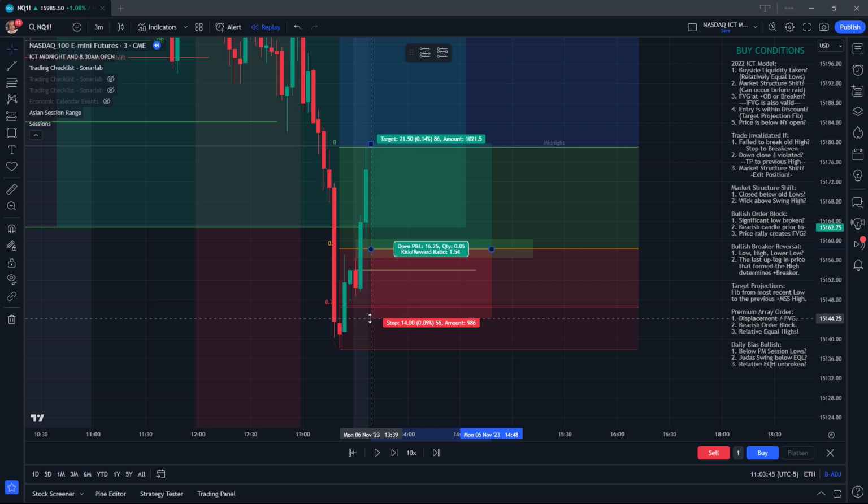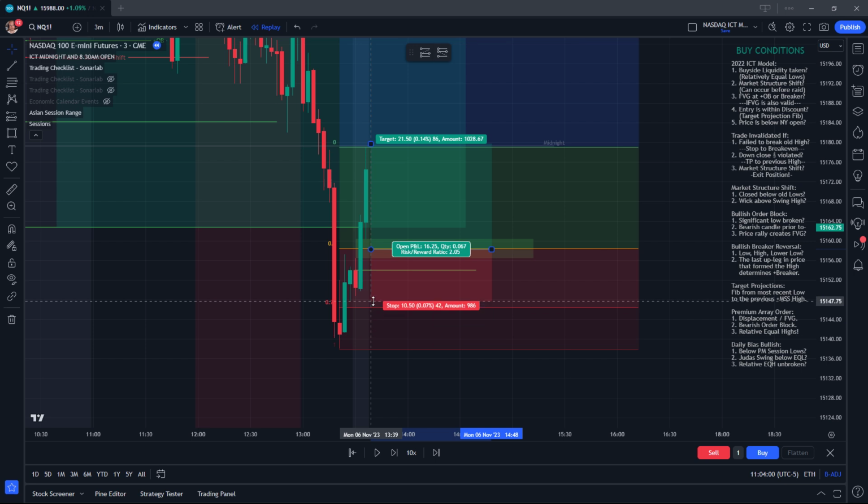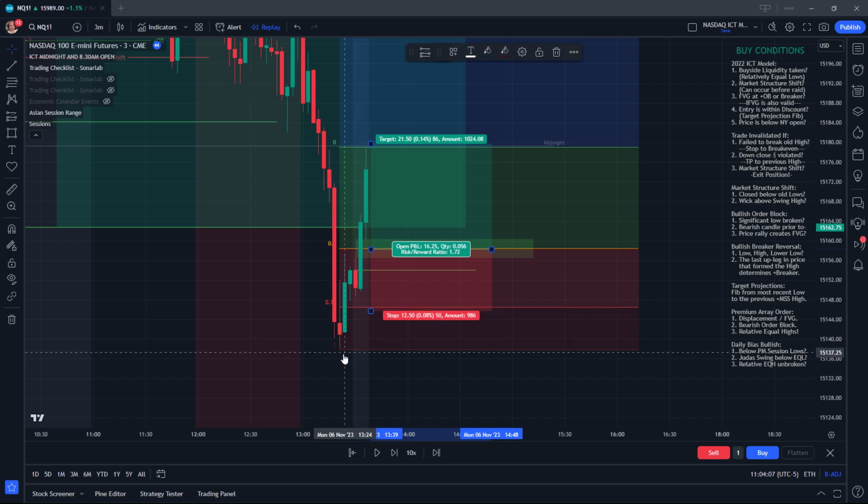So rather than trying to be clever and have a super tight stop loss, I'm going to try and go for the most recent obvious low. I know technically we've got our fair value gap here, we've got the low here, but that's such a tight stop loss. It would be better to assume this is the low. If price comes below here, that's a market structure shift. This is where the trade becomes invalidated.